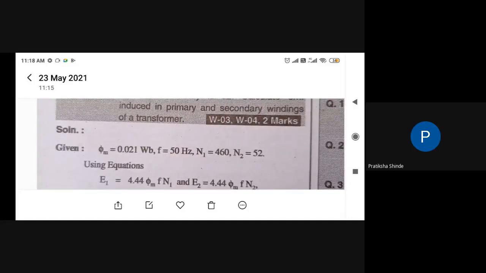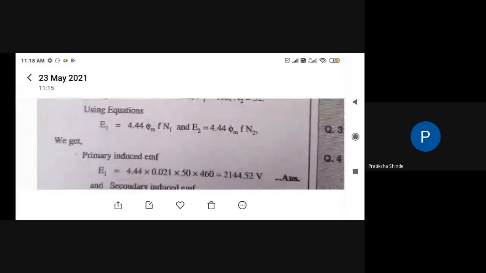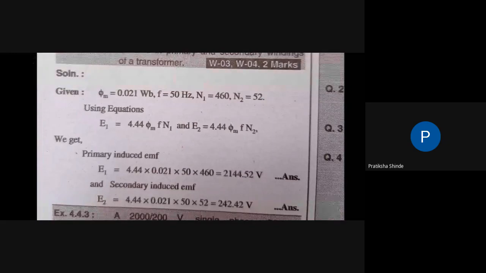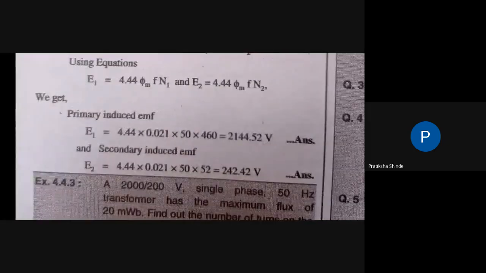2144.52. This is your EMF E1. Now calculate the secondary induced EMF. The unit of EMF is volts. Yes, it's 242.42 volt. Done? Anyone having a doubt in this numerical?